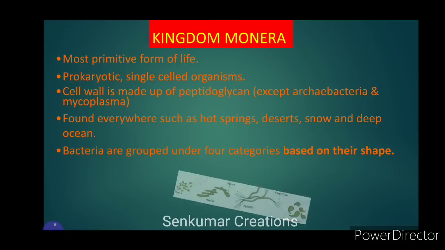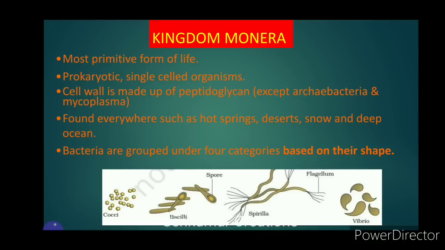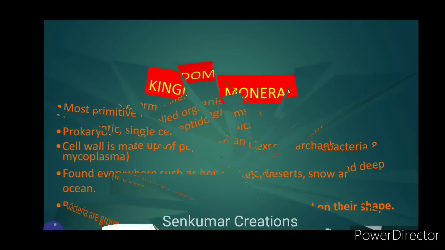Bacteria are grouped under four categories based on their shape. So there are four different shapes found in bacteria. The four shapes are round shape, comma shape, spiral shape, and so on. According to that, bacteria can be classified into four types. According to the shape, the name is given. The first one is the cocci, the second one is the bacilli, the third one is the spirilla, and the last one is the vibrio. So these are the four different shapes and types of bacteria in Monerans.